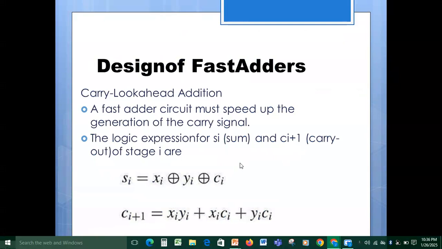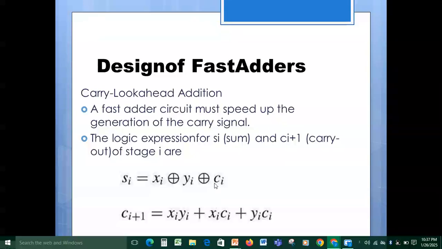Due to the previous drawback, we are going to design a fast adder. The first type is carry look ahead addition. Carry look ahead addition is nothing but a fast adder circuit that must speed up generation of the carry signal. So here, consider a full adder: it will have a sum and a carry.